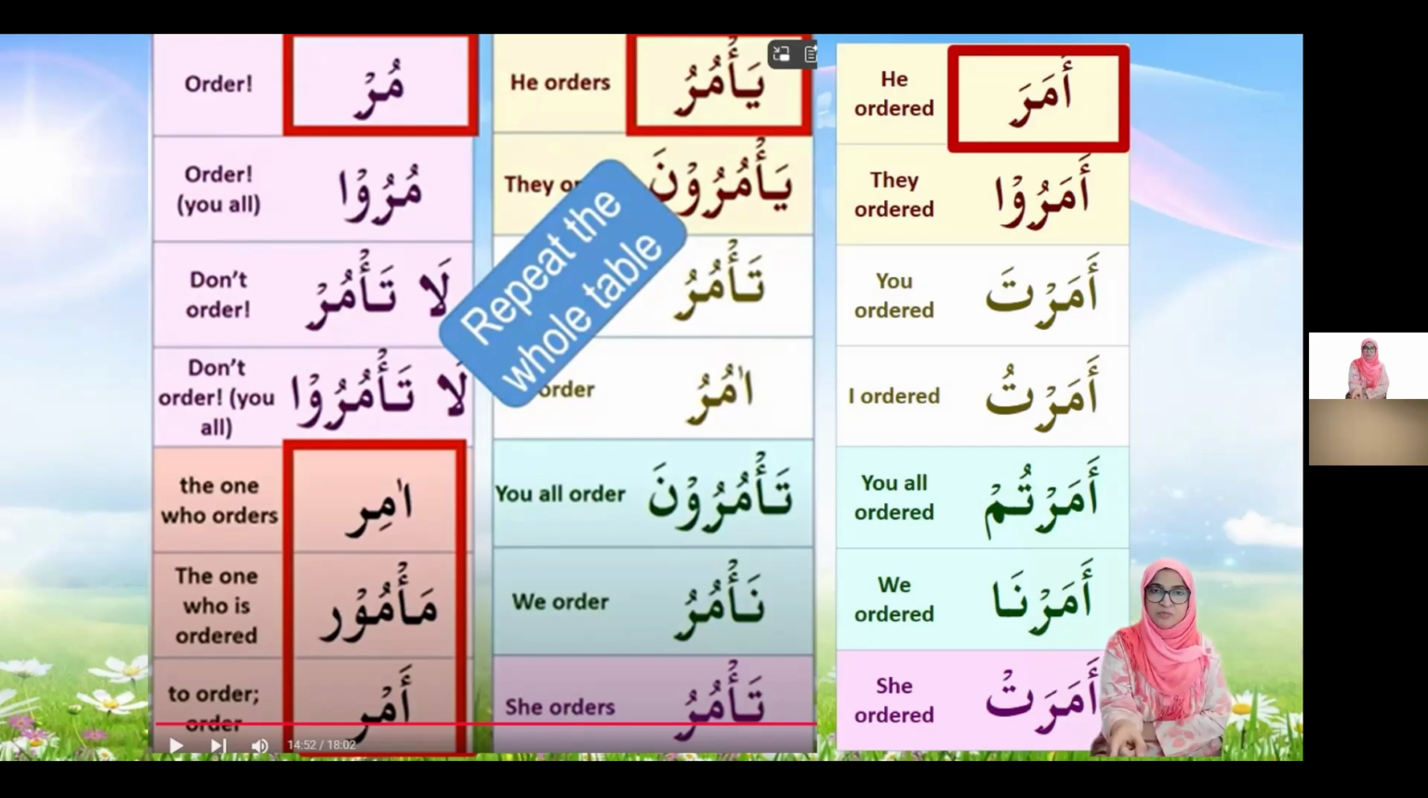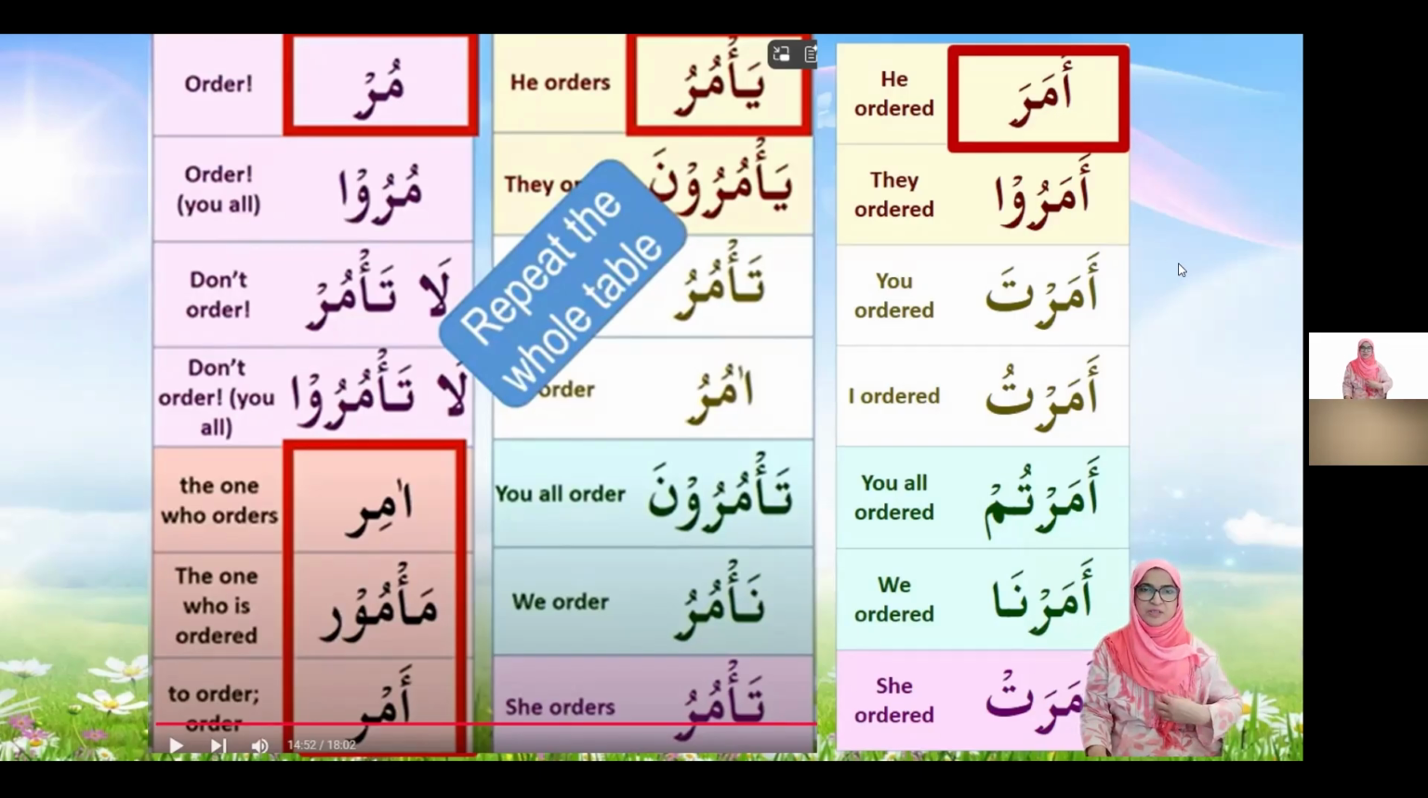لا تأمر, don't order. لا تأمروا, you all don't order. Then the noun: آمر مأمور أمر. Amir, the one who orders, Ma'mur, the one who is ordered, and Amr is the order. So Amir, Ma'mur, Amr.